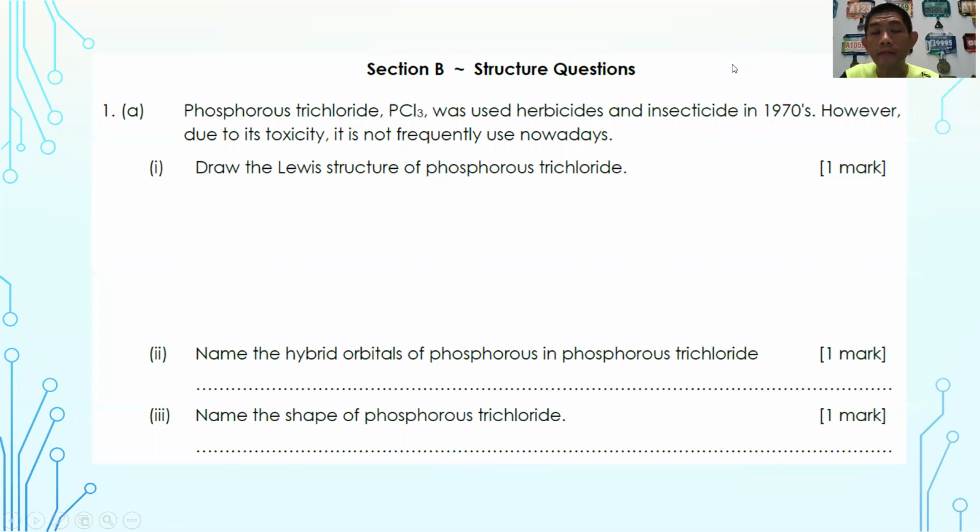Hello, good evening, everyone. Here we are again with Mr. Chu. We are going to continue from where we stopped yesterday. Yesterday, we stopped at the objective section for chapter 3, which is chemical bonding. So today, we are going to continue with section B of these structured questions for chemical bonding.